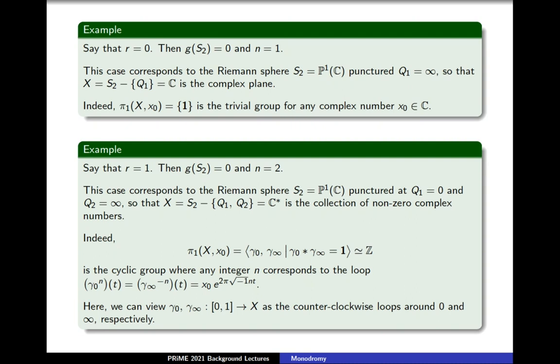And so now let's look at pi 1 of X based at x naught. So in this case, we'll get gamma 0, gamma infinity, such that gamma 0 times gamma infinity equals 1. So we get that we have loops going counterclockwise around 0 and around infinity, but in fact, these are inverses of each other. And so our group is isomorphic to Z, the cyclic group where any integer n corresponds to the loop gamma 0 to the n of t equals gamma infinity to the minus n of t equals x naught times e to the 2 pi i n t. So as we said, gamma 0 and gamma infinity are counterclockwise loops around 0 and infinity respectively.